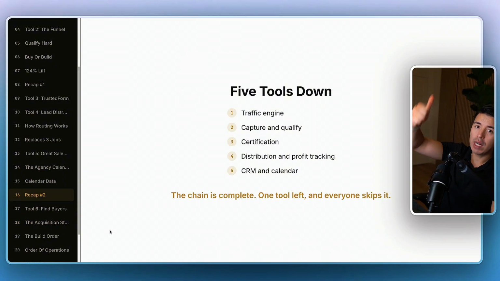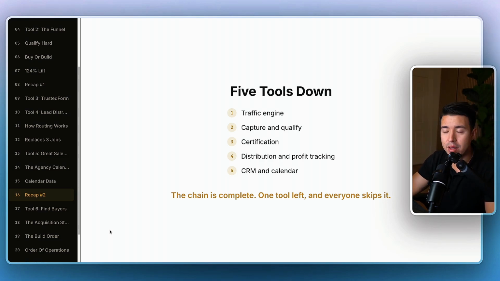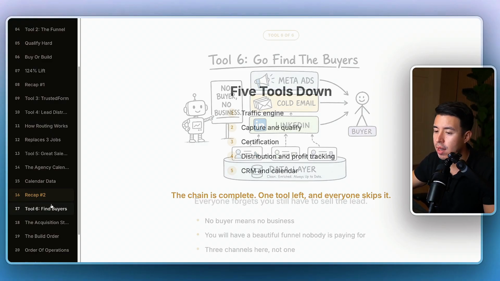So 5 tools down. Traffic engine, Meta or Google. Capture and qualify with the funnel. A certificate for those leads, you can use Trusted Form. Distribution and profit tracking, Lead Distro. CRM and calendar, greatsales.ai. And the next tool is around sales and client acquisition.